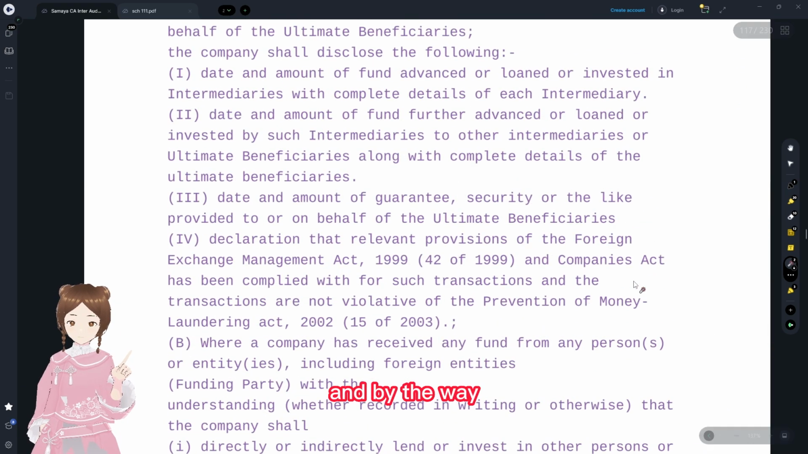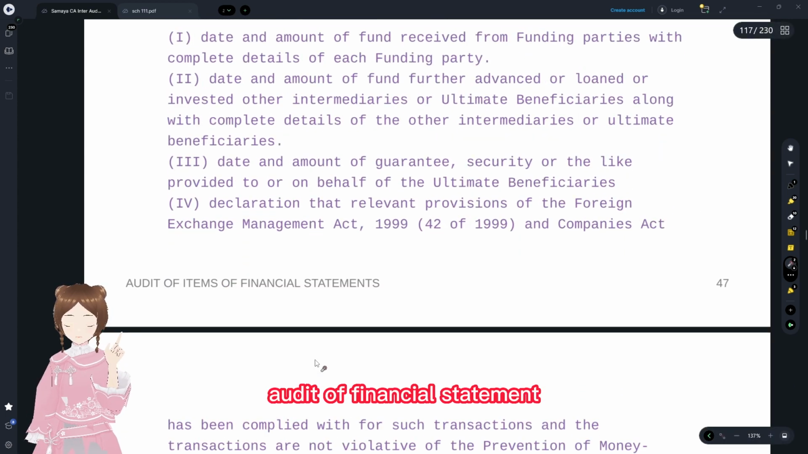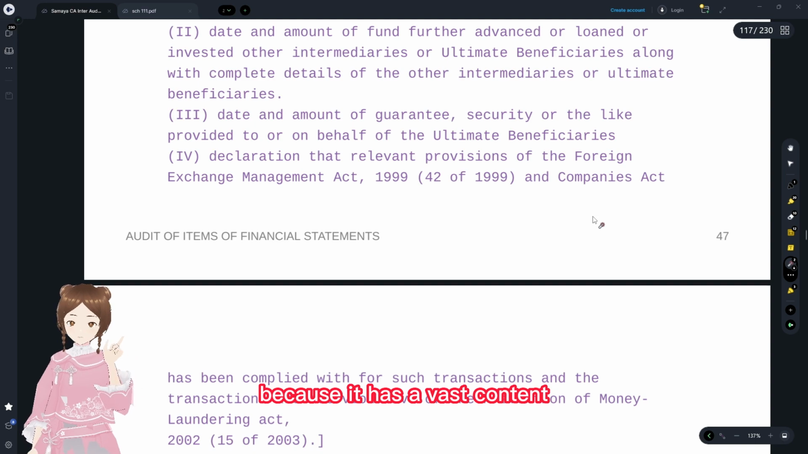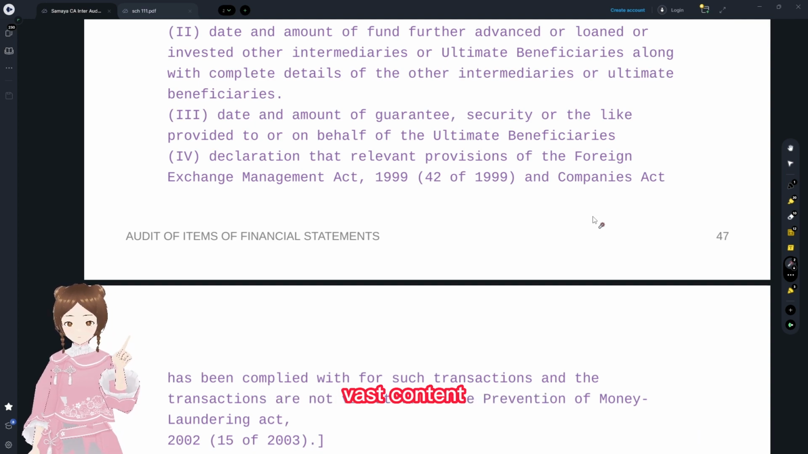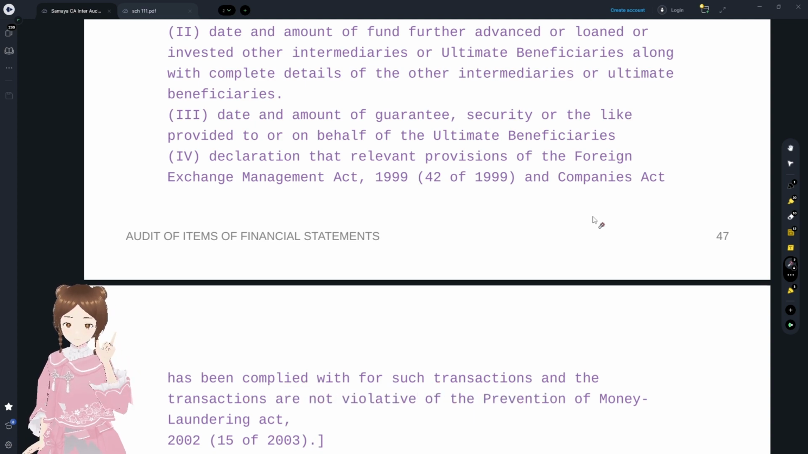And by the way, the last note that I wanted to tell you is that audit of financial statements is something that can be overwhelming for you, because it has vast content. But when you see how the questions are framed, it is very easy to answer.